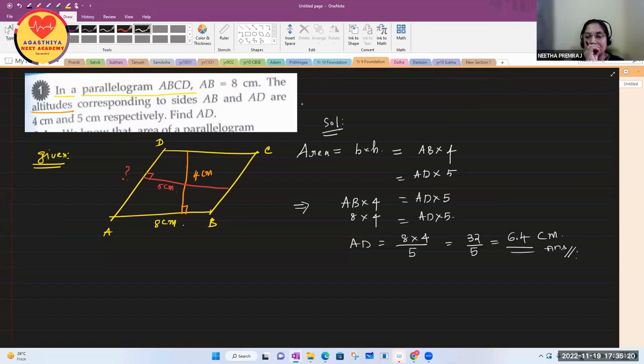If a sum is given, first point, you should picturize the sum. If you picturize, you will have a very good understanding. If you understand the sum properly, then the solution is very, very easy. That's it.